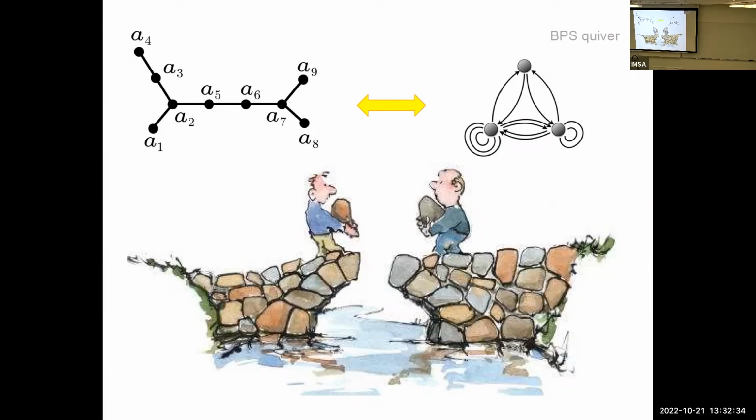So it consists of nodes and edges connecting the nodes. In addition, the vertices of the graph, the nodes, will be decorated by integers. So there will be a1, a2, a3, a4, and so on.